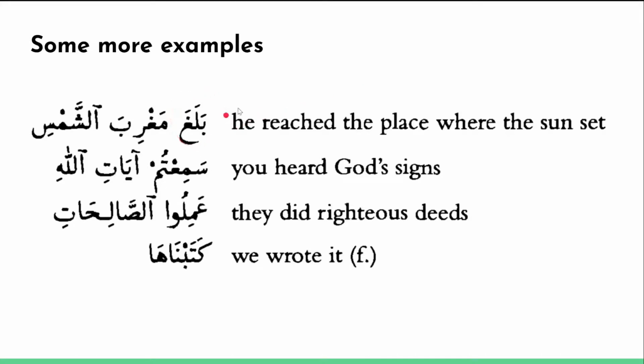So how is it he reached? How do we know that this is saying he reached? The word for he in Arabic is huwa. There's no huwa here, but just the verb alone can tell you that the subject is he. How? Because we're using the third person singular masculine form. We're not saying balagat, that would mean she reached. Balagha, it must be referring to a he.